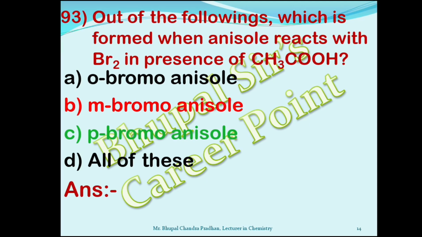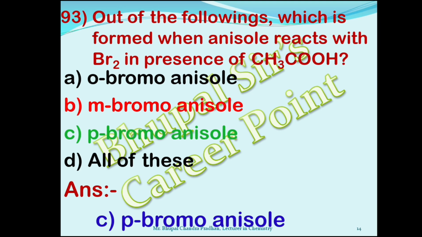When anisole reacts with bromine in the presence of acetic acid, in case of anisole, OCH3 is an ortho-para orienting group. And the bromine atom is attached to ortho and para positions. The major product is the para. Here, ortho bromoanisole and para bromoanisole are formed, so the major product para bromoanisole will be the answer. That is option C is the correct answer. Para bromoanisole is formed when anisole reacts with bromine in the presence of acetic acid. Thanks for the students who have given option C as their answer in the live chat.